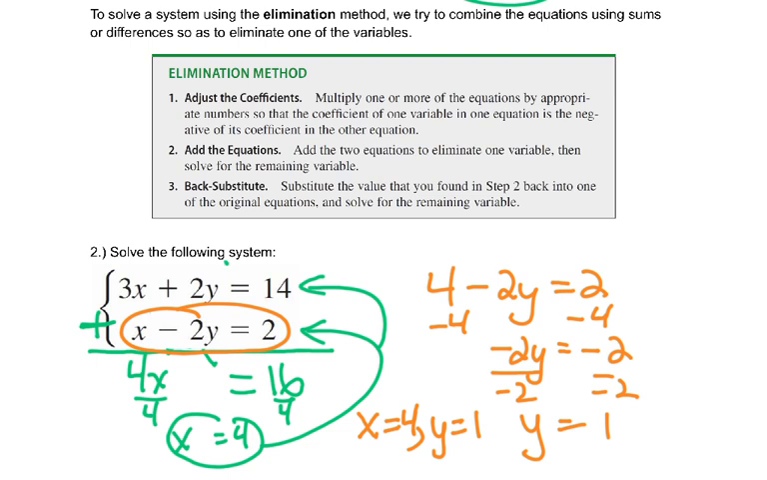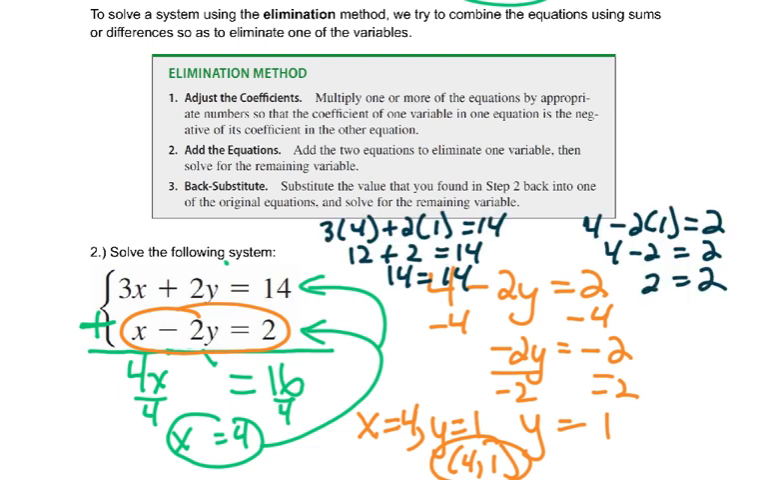So our solution to this system is x equals 4 and y equals 1. And that means that the point 4, 1 is our solution to this system, right? And the nice part is you can actually check your answer. If we plug 4 in for x and 1 in for y, we should get equations that are true. Here I have plugged in 4, 1 into the first equation, and we get 14 equals 14. And here is the 4 and the 1 for the x and the y in the second equation, and we get a true statement of 2 equals 2.